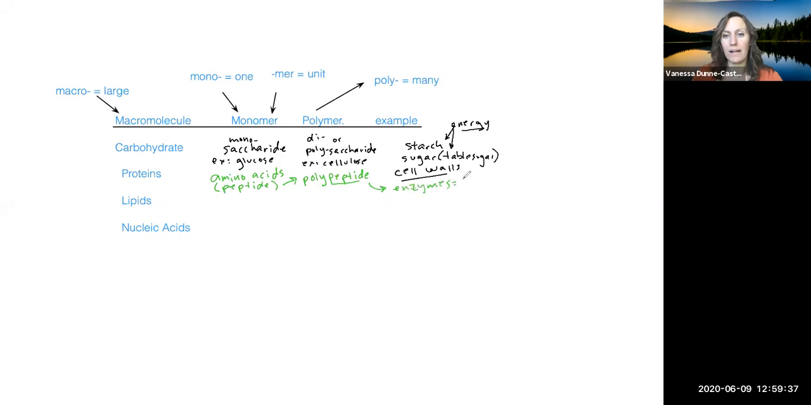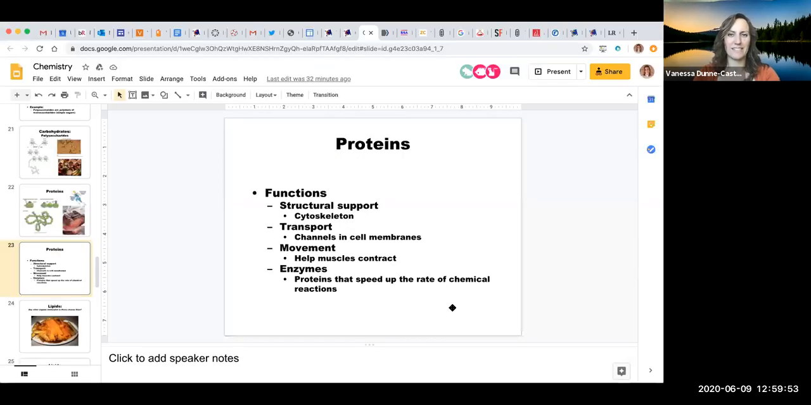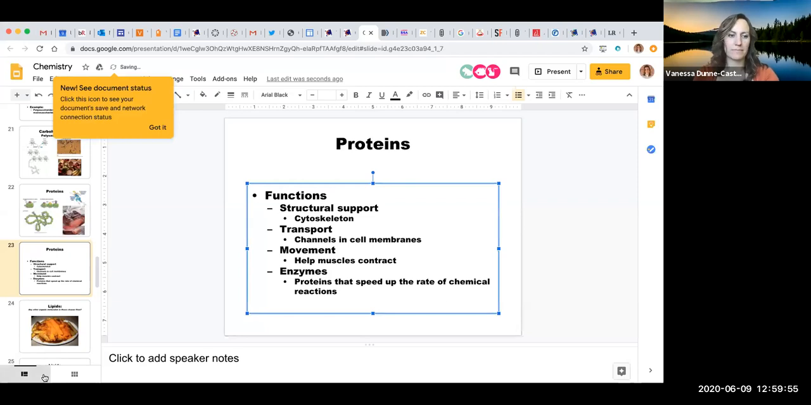And these are biologically active. We'll talk about enzymes a lot more in our chapter on metabolism. All right, lipids is next. We're almost done.